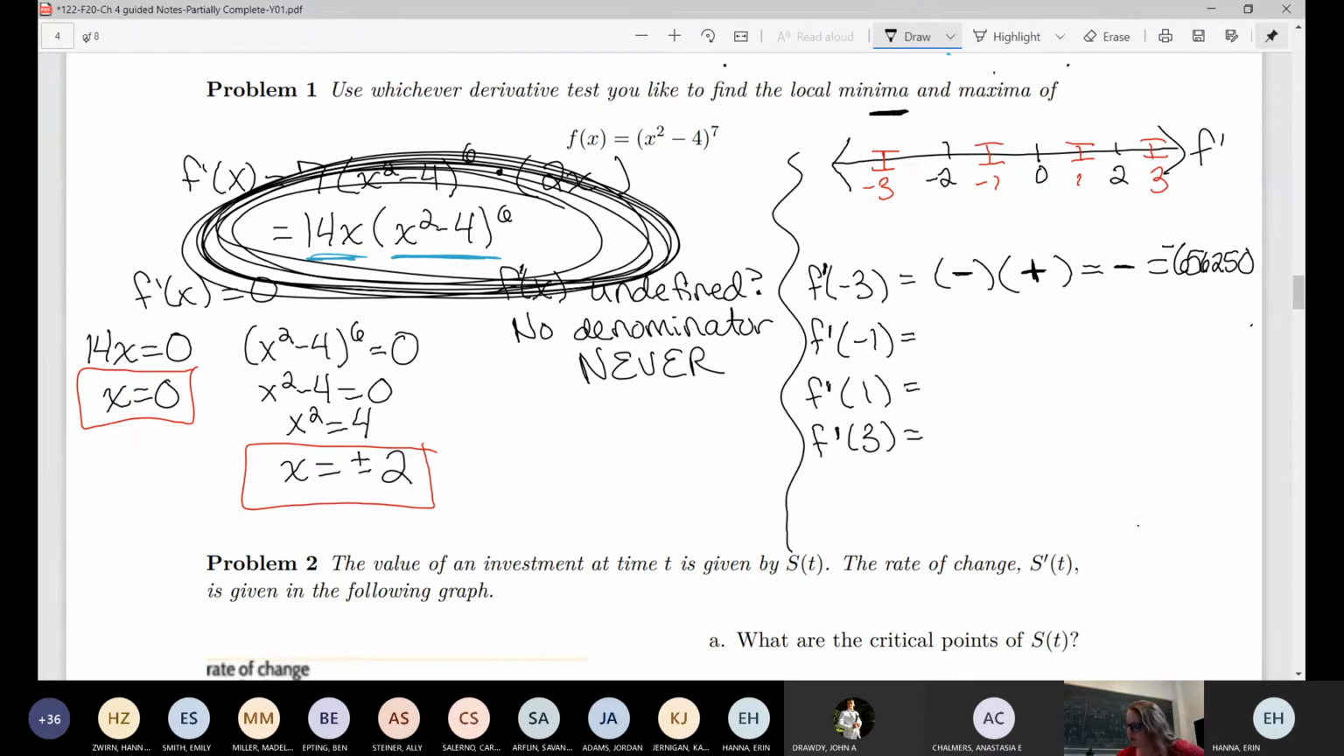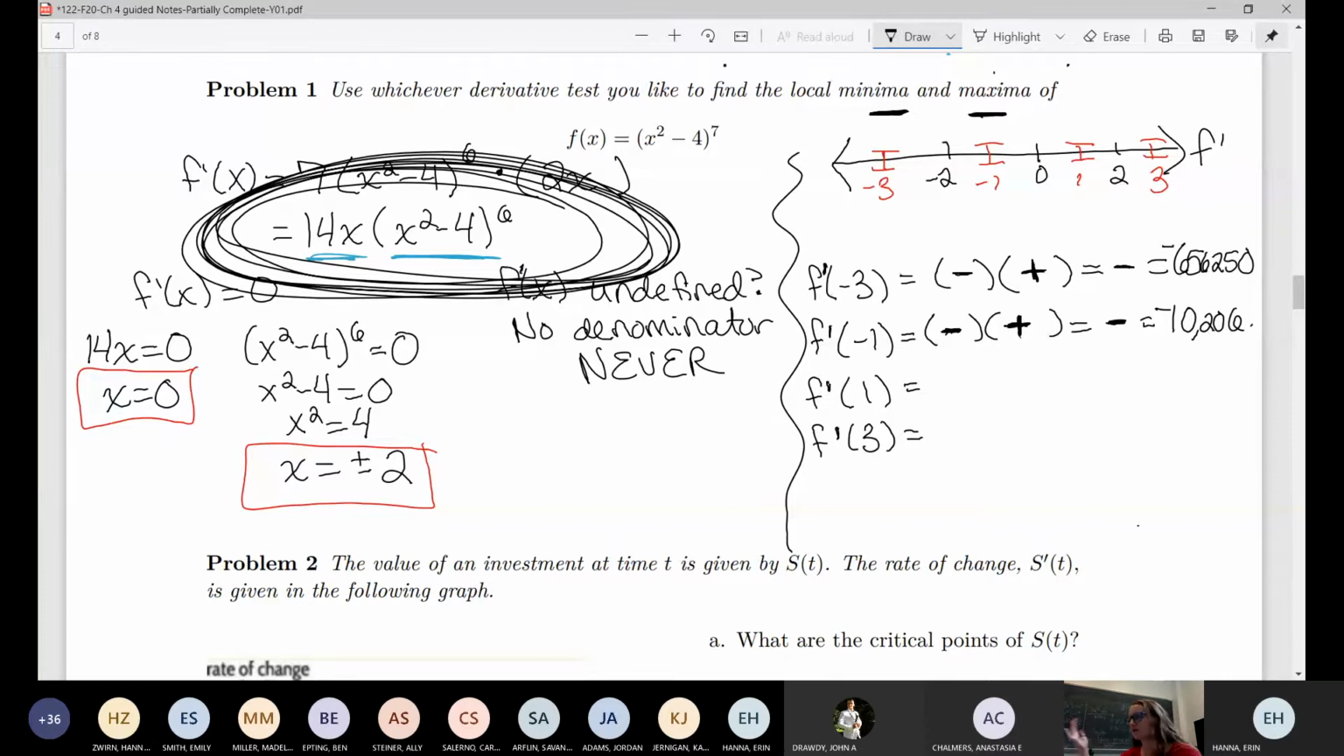If I plug in negative 1, the 14x is going to turn out to be negative. That inside piece is going to turn out to be essentially -3 to the 6th power, but anything to an even power is positive. So we would get a negative here. Also, if you just found out the value, it would be -10,206. So we get a negative when we plug in -1.